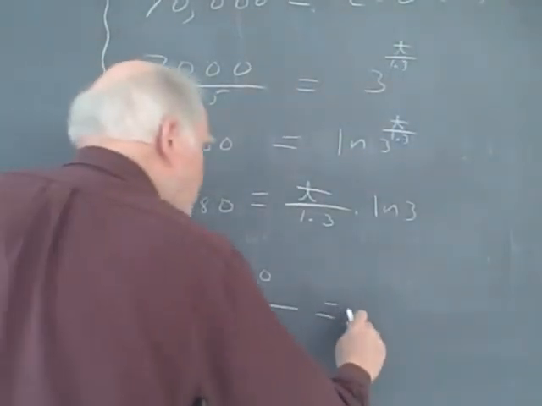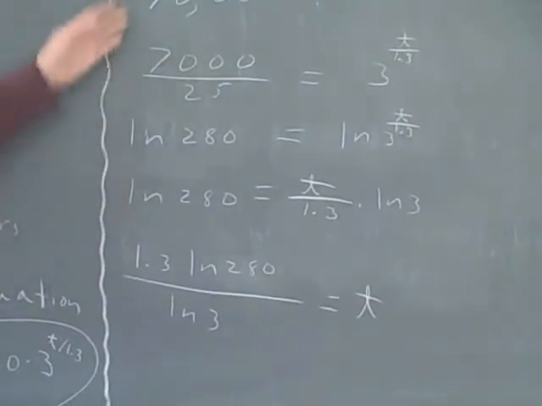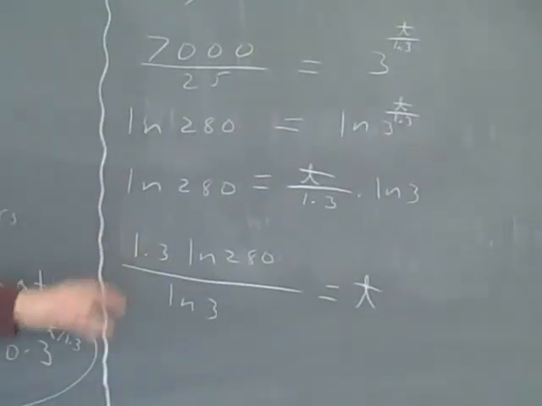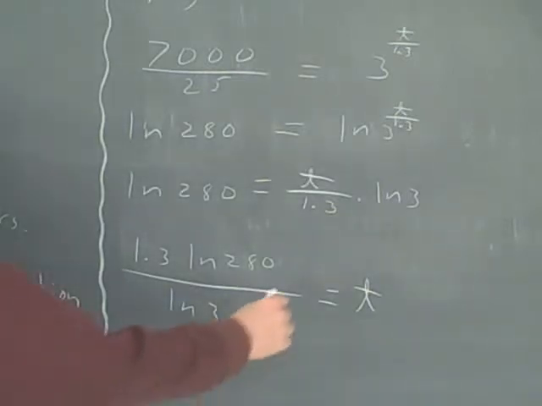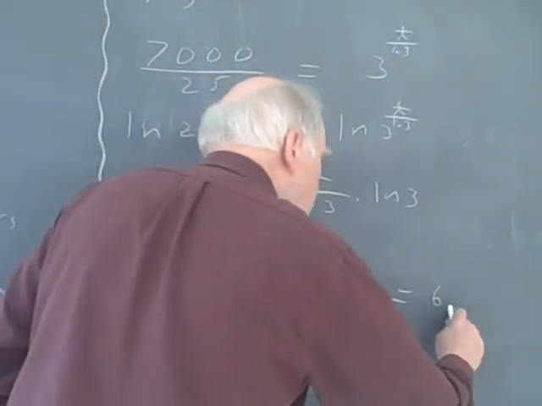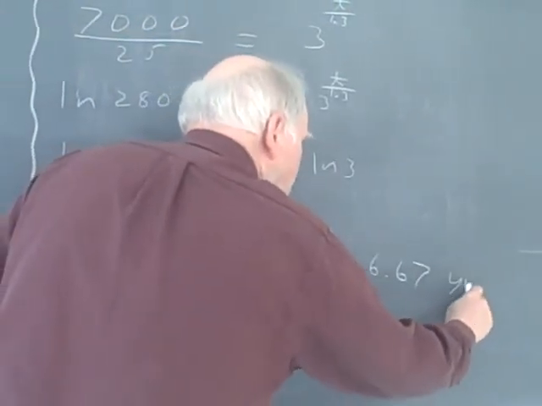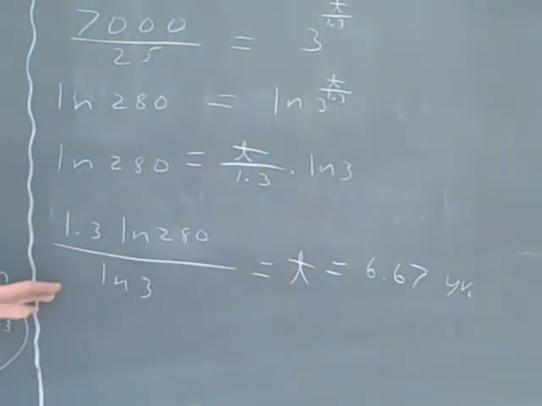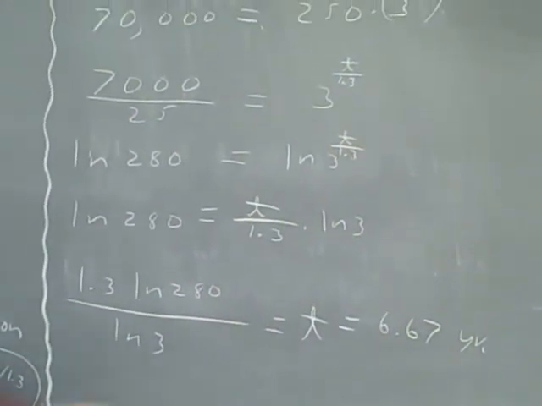And this is what my time is. This is how long it's going to take me to get to 70,000 rats. If I pop this in my calculator, I get a time of 6.67 years. So this poor university math department is in trouble. In 6.67 years, they're going to have 70,000 of these rats unless they start poisoning them.